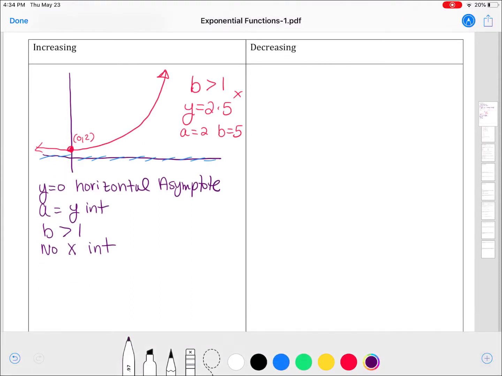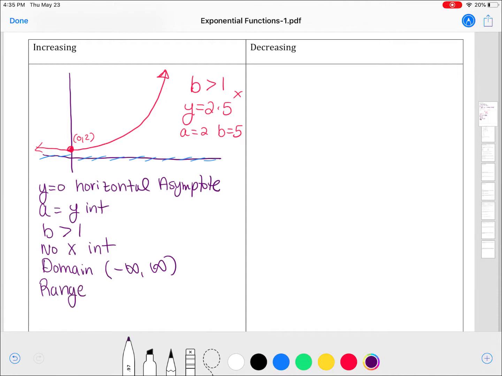Your domain, if you look at your x values and you look at your arrows, is going to go from minus infinity to positive infinity. There are no gaps or holes or jumps. It's a continuous function, so you're going to have all those values in between, from minus infinity to positive infinity.